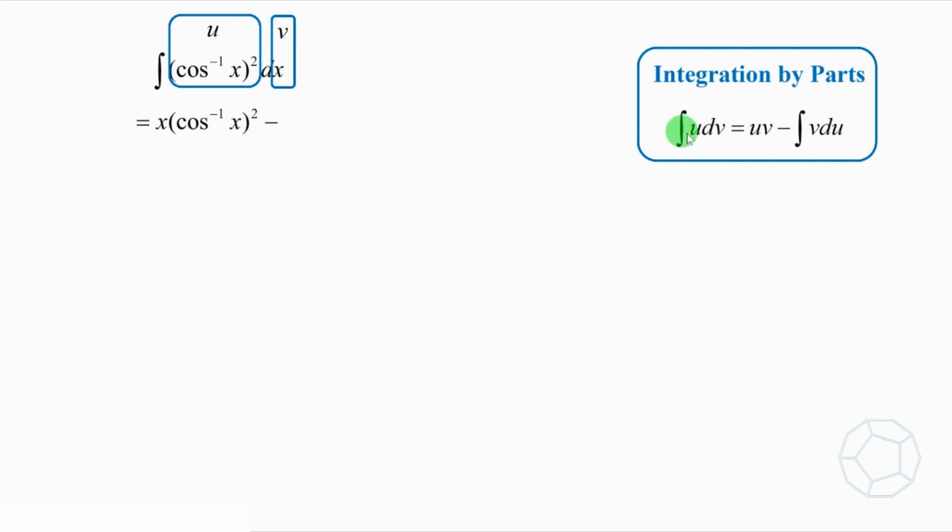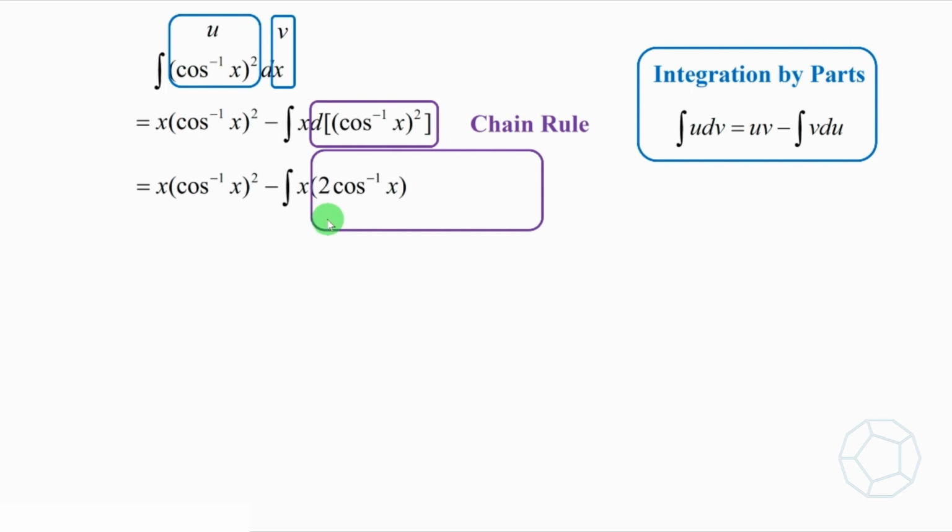The second term is an integral by swapping u and v, which is integrate x d bracket arc cosine x whole squared. Let's look at this term. To differentiate arc cosine x whole squared, we have to use the chain rule. Differentiating the square term gives 2 times arc cosine x. Then we differentiate arc cosine x, which is negative 1 over the square root of 1 minus x squared. Don't miss the differential dx at the back.